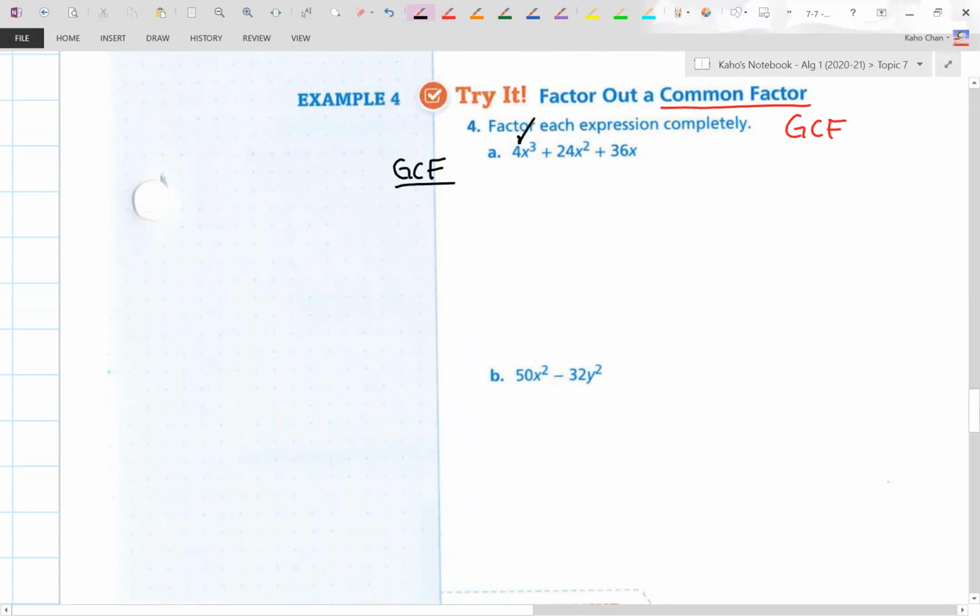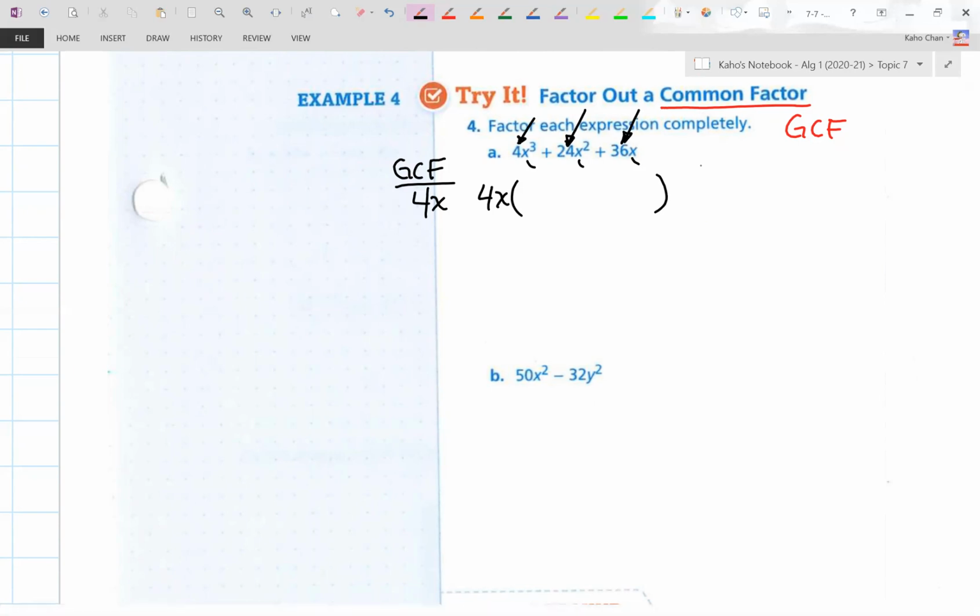4x cubed and 24x squared and 36x. I could definitely see an x right there, here and here I can take out. Nice. And the number 4 can be divided out from those three terms as well. So 4x is your GCF that we're going to divide into those three terms, okay? When we do that, it uncovers a polynomial that can probably maybe factor further. So that's the point of this section, right?